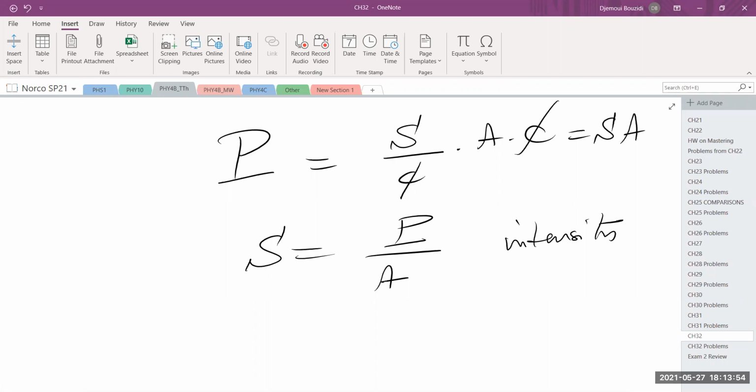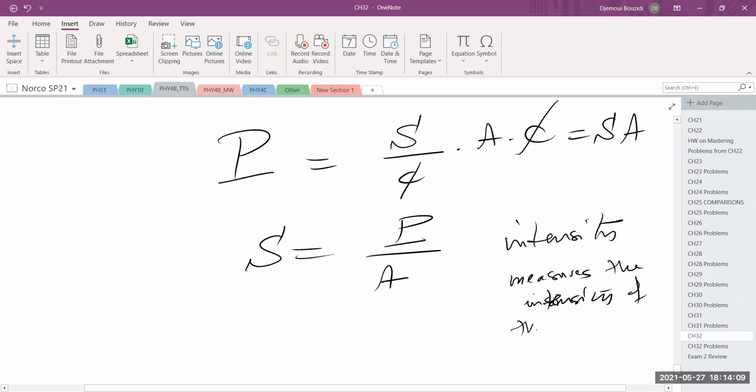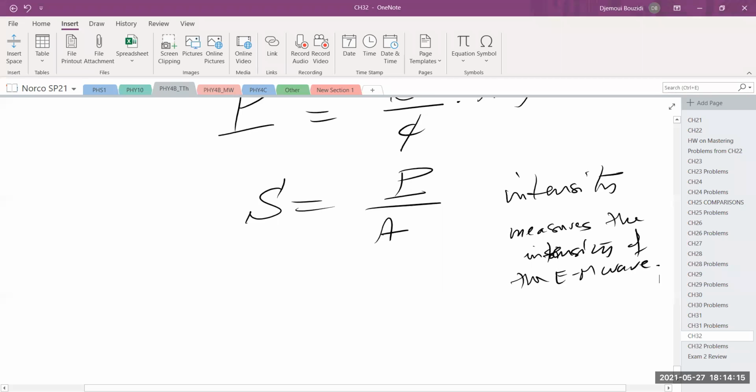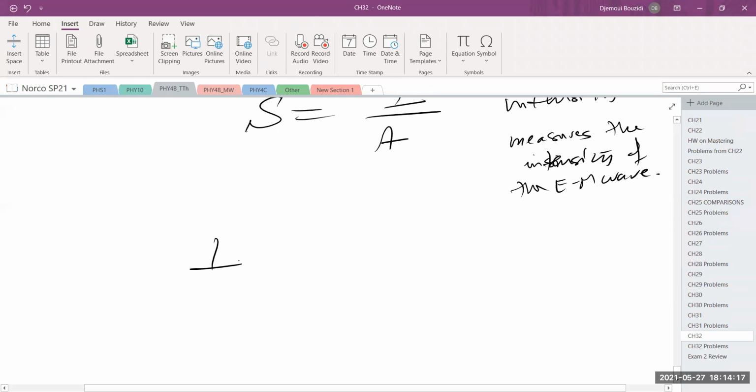So now we have a meaning for this vector, not only the direction, which is the direction of the wave, but it also measures the intensity of the beam, or the intensity of the EM wave. Okay? As a matter of fact, its average is called the intensity. I is the average of S bar, which is the average of the power per unit area.